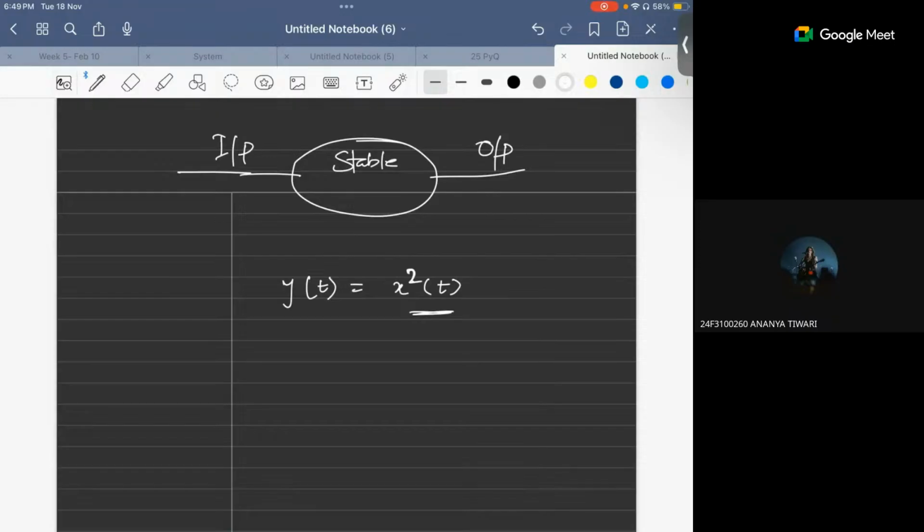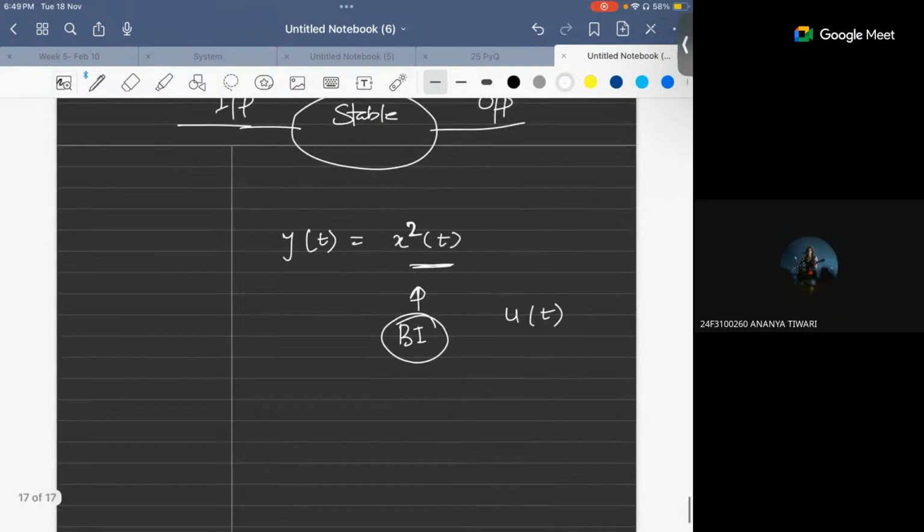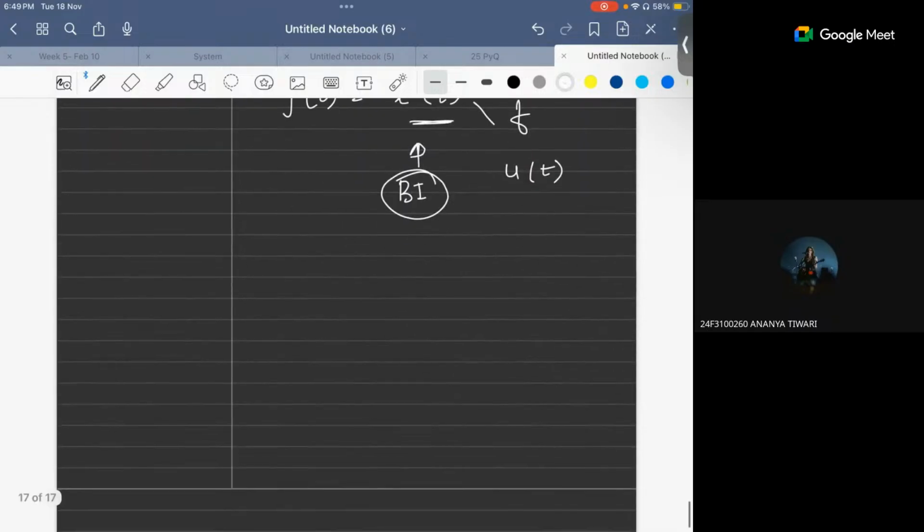Let's say you are putting a bounded input, some sinusoidal or whatever you want. If you're putting a bounded input, bounded by some fixed value, some finite value, then the square of a finite value will be finite, right? So that is how it is stable. You got it, right?